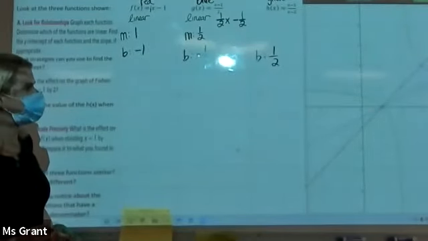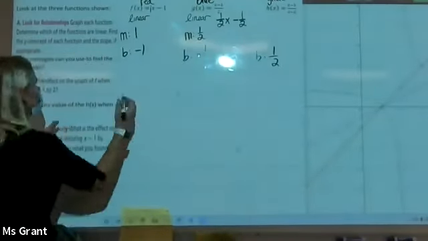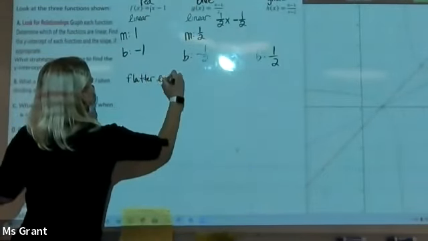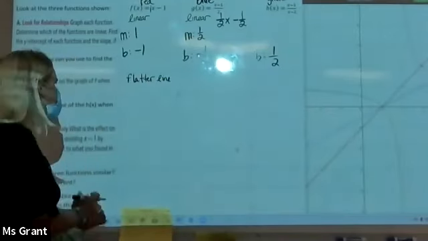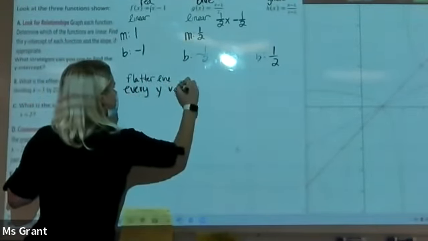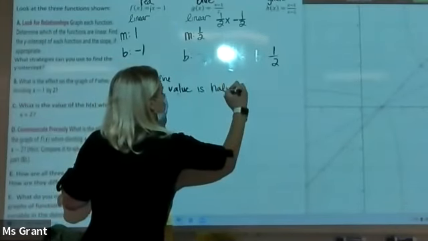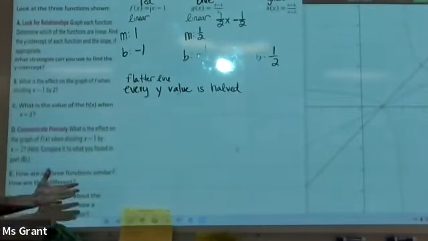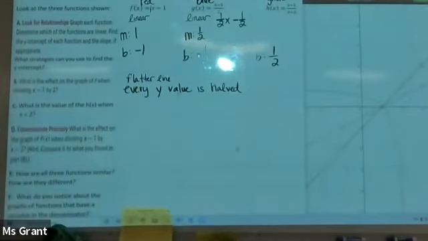The straight line is the red one, and then the blue is below it. It's not as steep. The blue line goes up every one half, and the red line goes up one. So the slope changed. I had a flatter line. And that's because I cut every value of y in half. Every y value is halved. The whole function was divided by 2. That's good enough. So it's a little bit of a flatter line. Y values were halved.